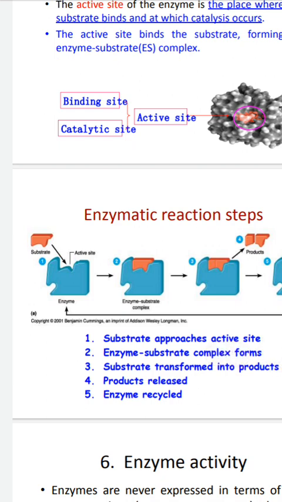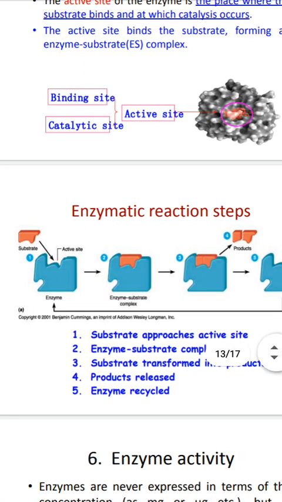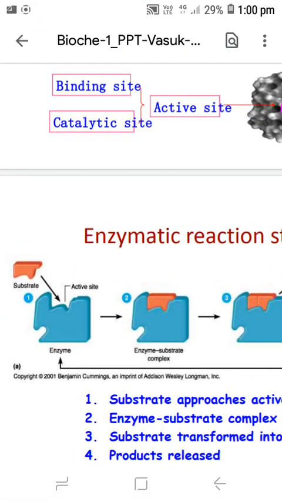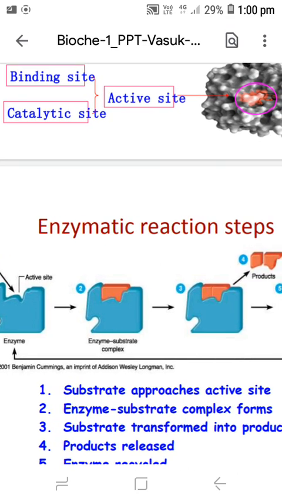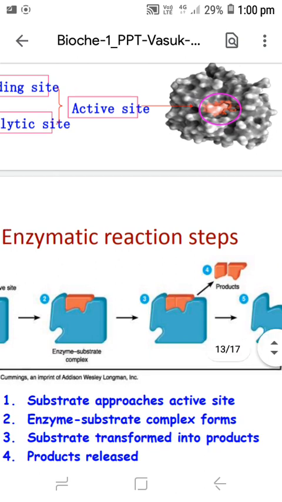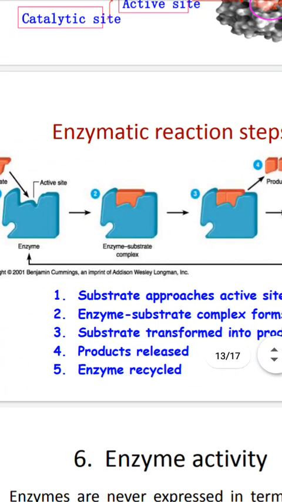Here the binding follows two theories. One is called the induced fit theory, the next is called the lock and key theory. We will discuss induced fit theory and lock and key theory in the next lecture. Here we see the active site where the substrate actually binds. When the substrate and enzyme bind together, we get the enzyme-substrate complex. After that we get enzyme plus product, right?